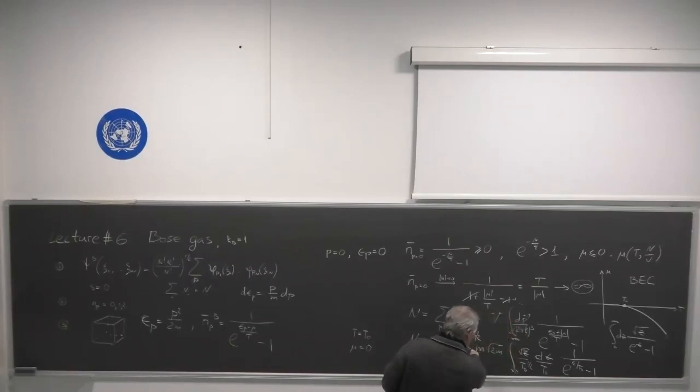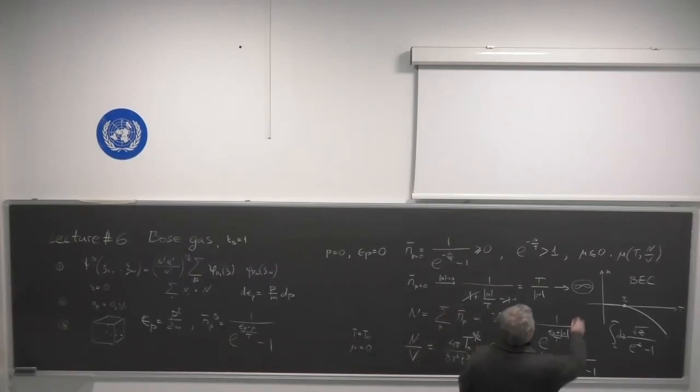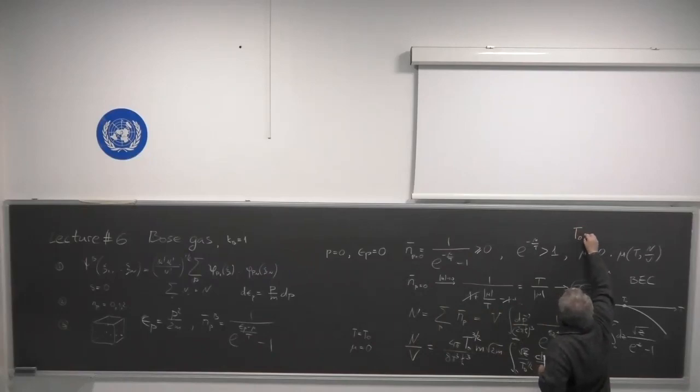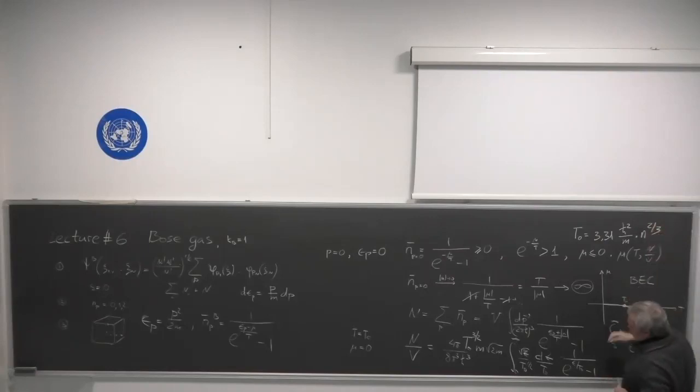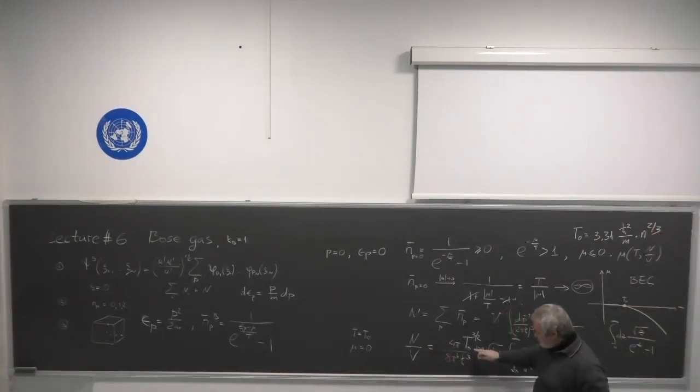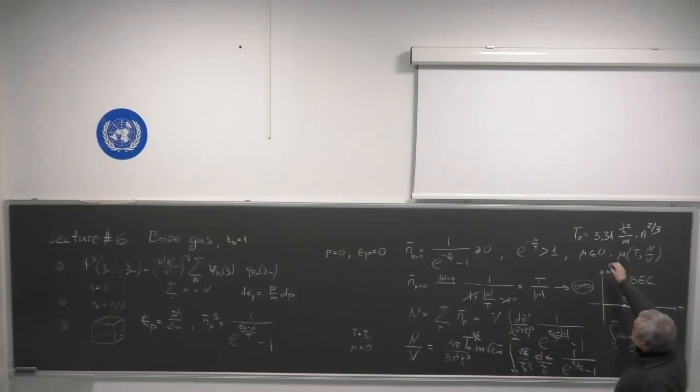So therefore, we can express T node in terms of the density. And if I take into account this constant, we get that T node is equal to 3.31 h bar squared over m times density to the power 2/3. We have a density here, we have T node to the power 3/2. So this is what we get. This is the temperature at which Bose-Einstein condensation starts.